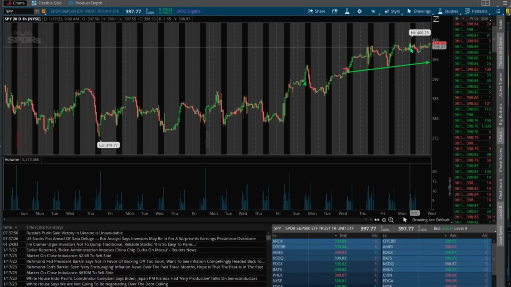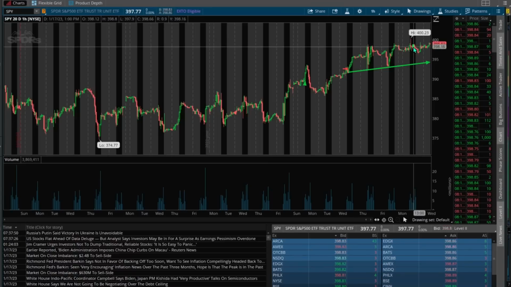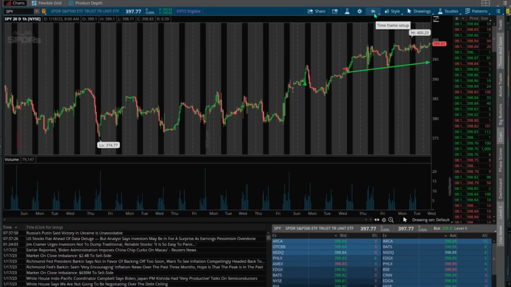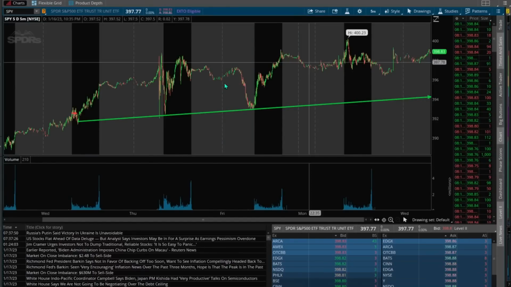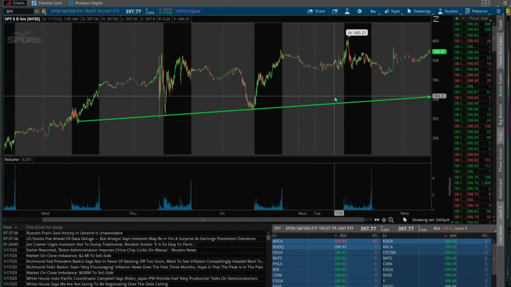because I was leaning biased towards the fact that we could retrace as long as we were under 400. That was a key thing for me. We were holding under 400, therefore that plan was still intact, and that was ultimately why I was looking for puts yesterday on SPY. So now let's zoom into the 5-day, 5-minute, and you can see this trend line even better, and it's been respected pretty well here.